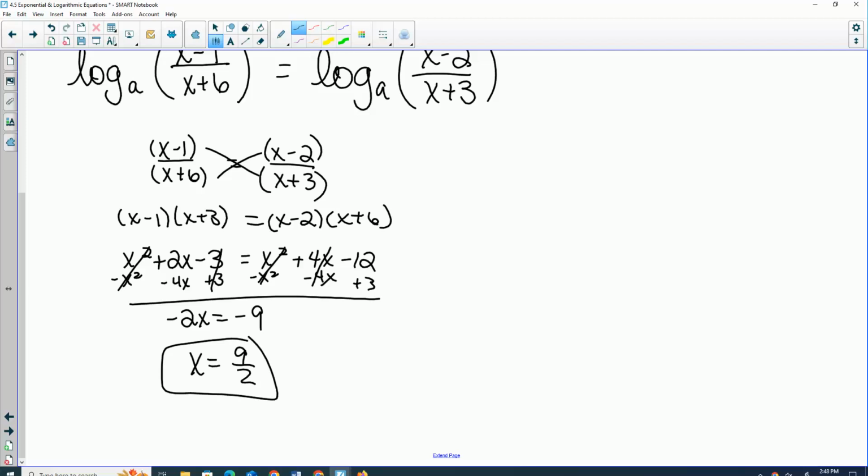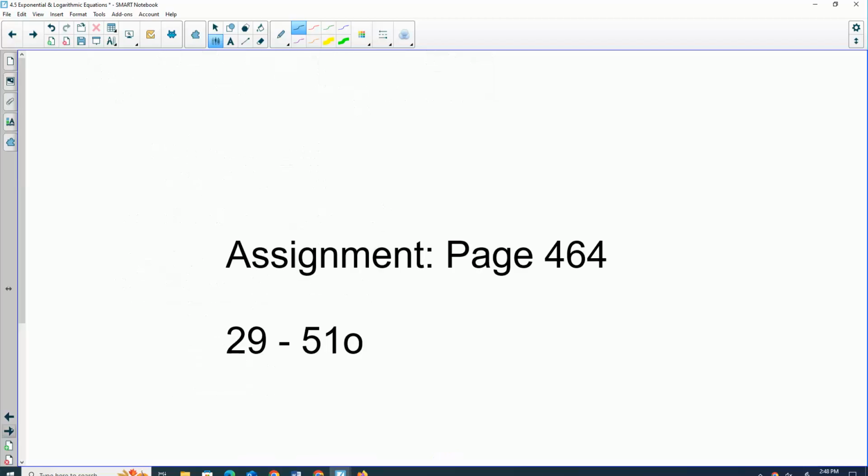All right. Want you guys to practice now. So again, I'm giving odd problems. Answers are in the back of the book so you can check yourself, but you have to have work. So 21 through 51, odd. You guys have quite a bit of time right now to work and ask questions.